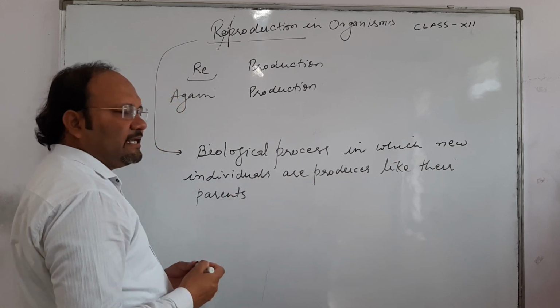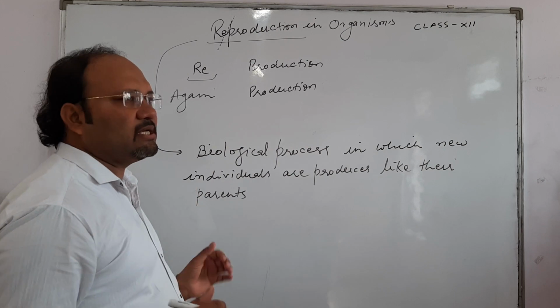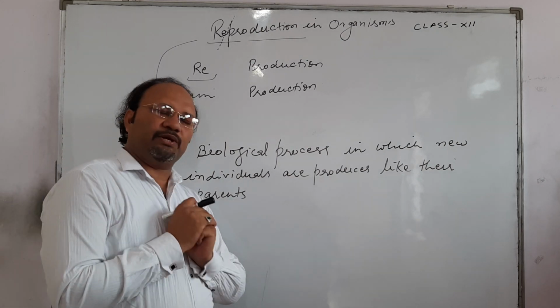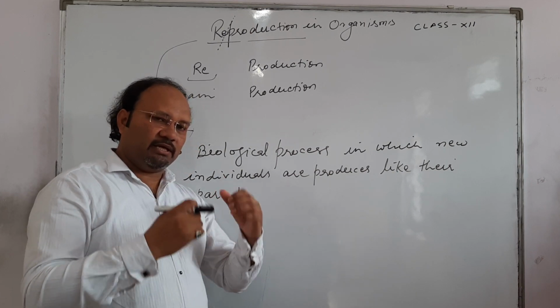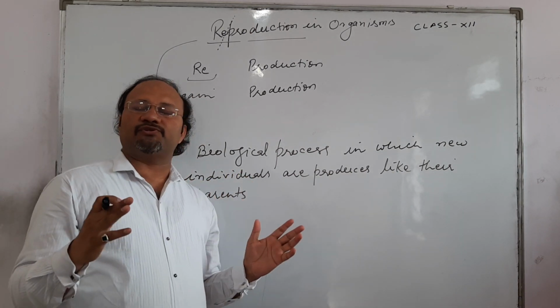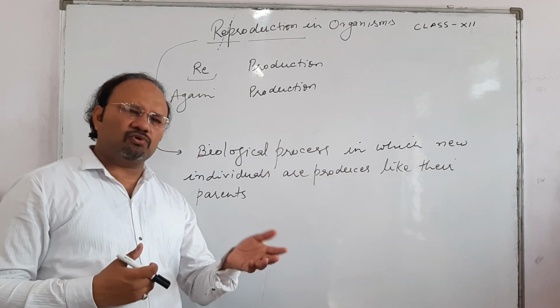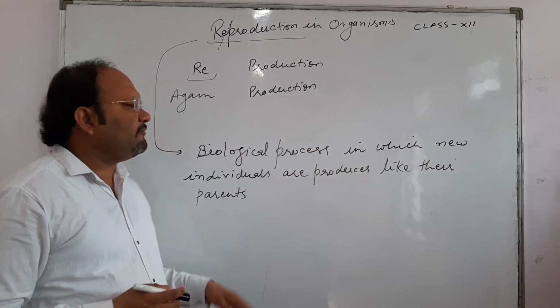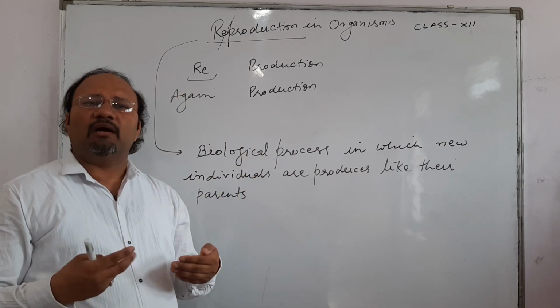In other words, we can say that reproduction is a vital biological process in which organisms produce new individuals like their own. Elephants are producing elephants. Human beings are producing human beings. Plants are producing plants. A rose is producing a rose. A number of examples you all know. We have been studying this chapter or these kinds of topics right from the 10th class.